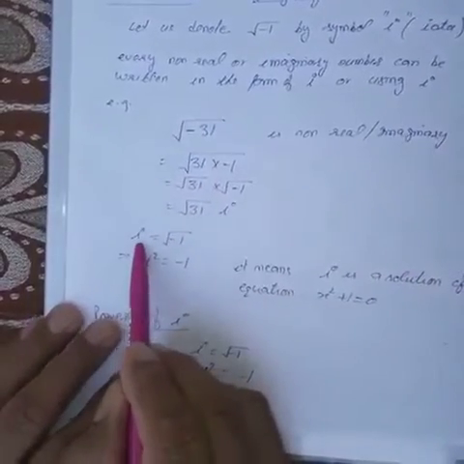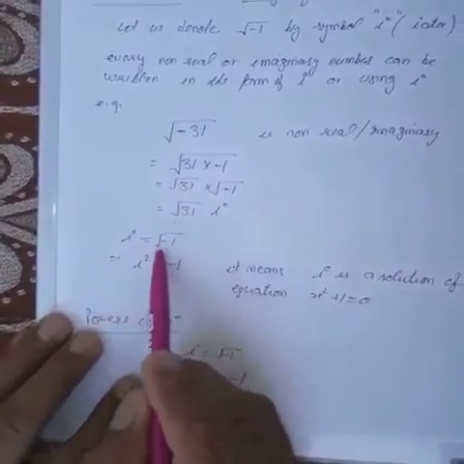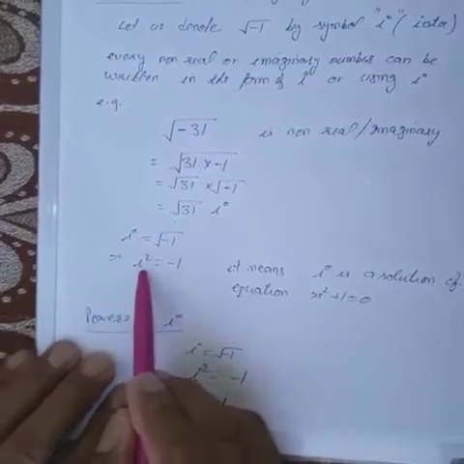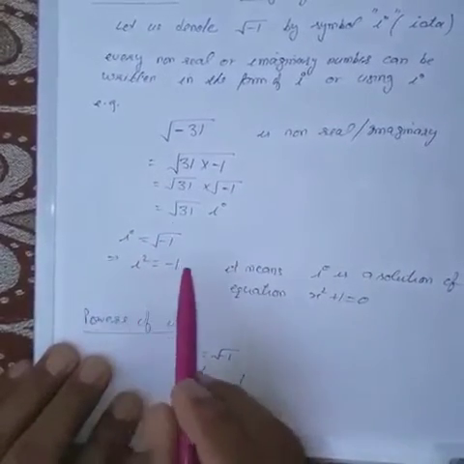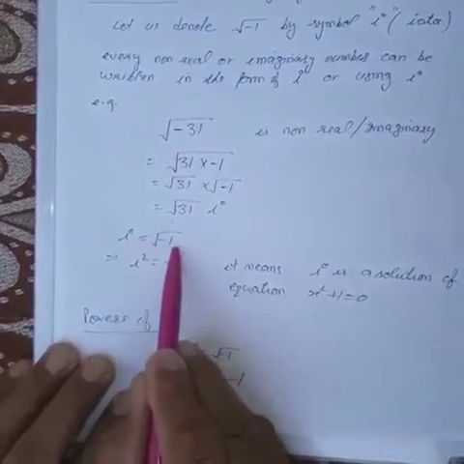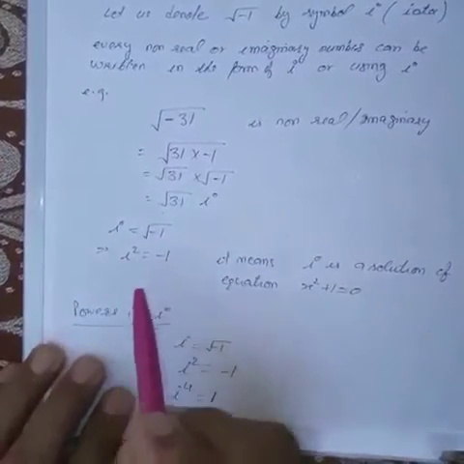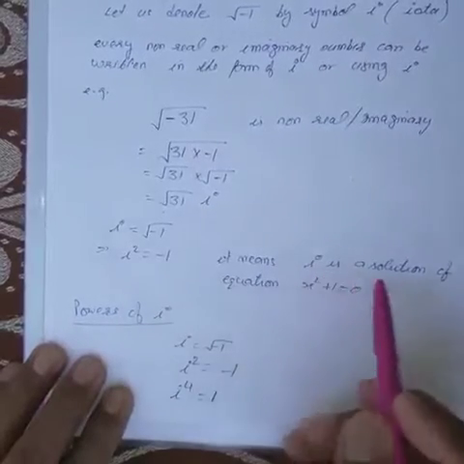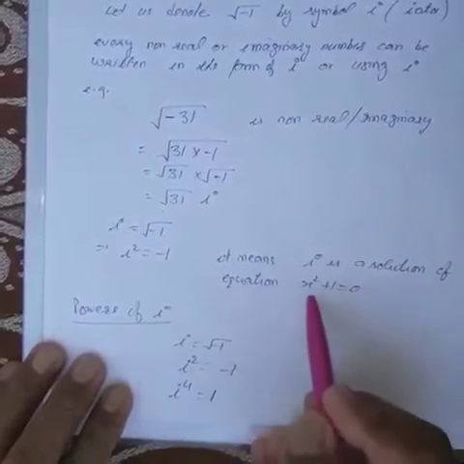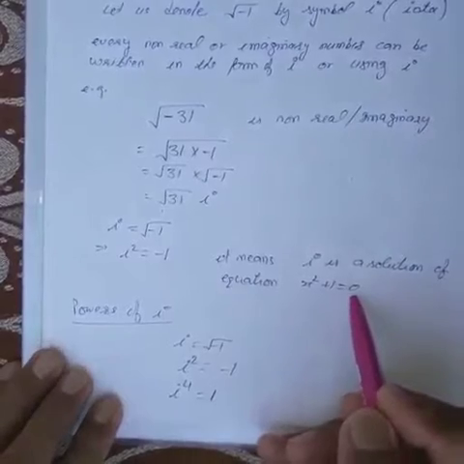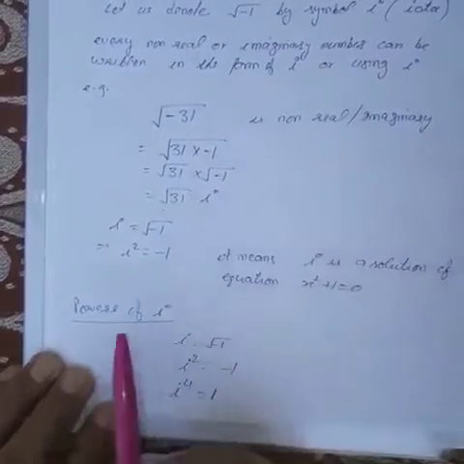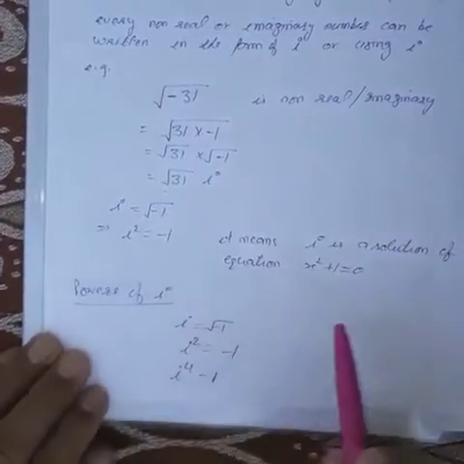Now what is iota? Iota is √-1. Then what will be iota square? Iota square will be -1, by squaring both sides. It means if you assume iota as x, then iota is a solution of the equation x square plus 1 equals 0. So now we will study the powers of iota.